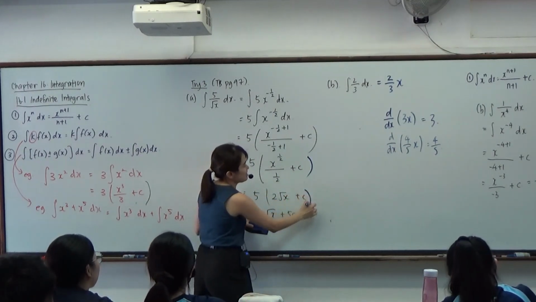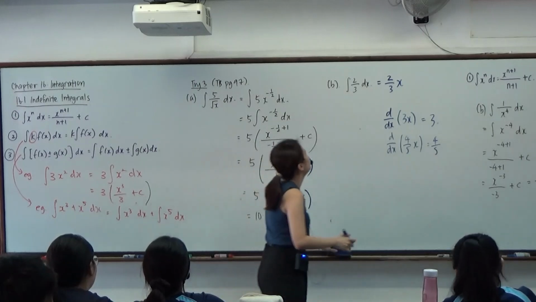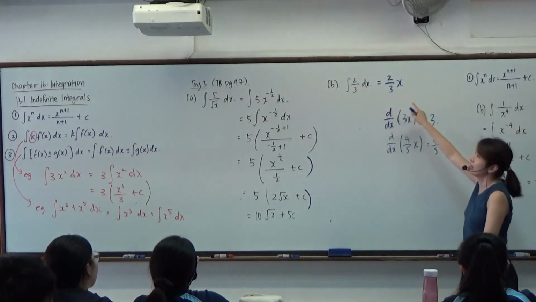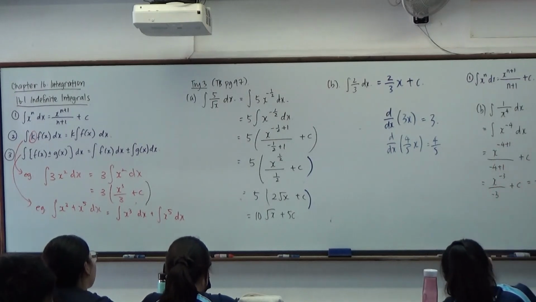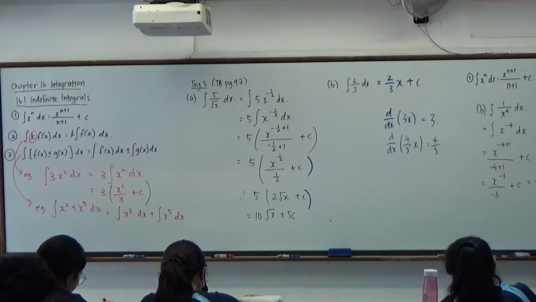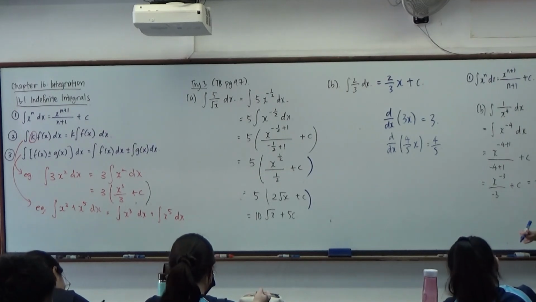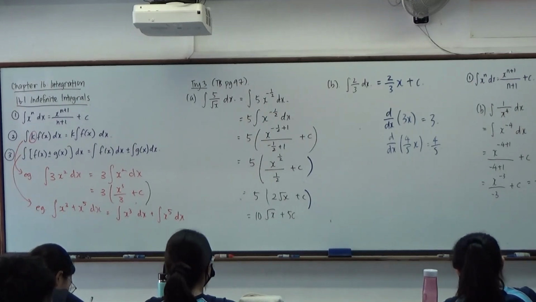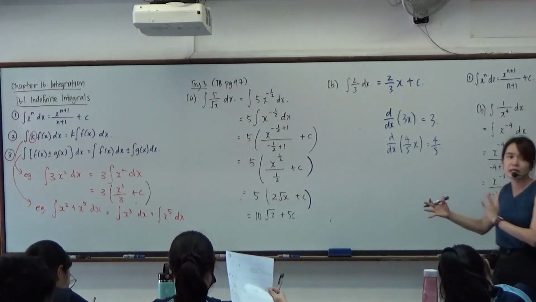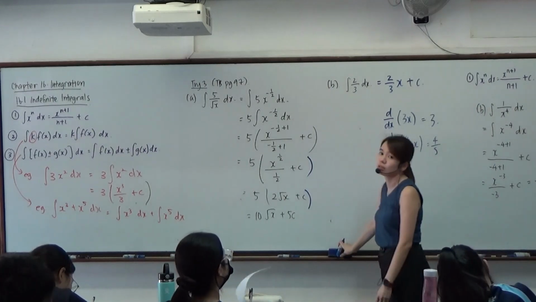I haven't finished yet. Don't worry. So it will become 2 over 3x, and then we must remember to plus c. c is just a constant number. The value may differ depending on how we close our bracket, but you don't really have to worry about that.